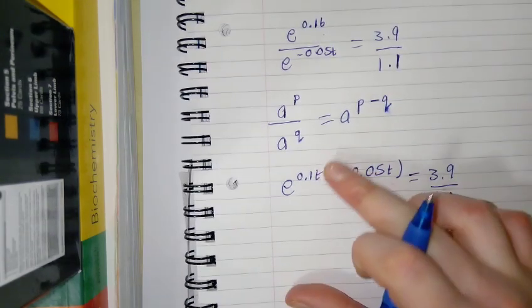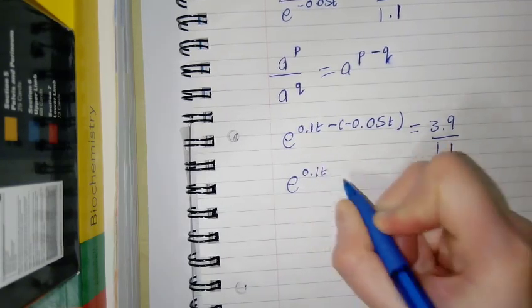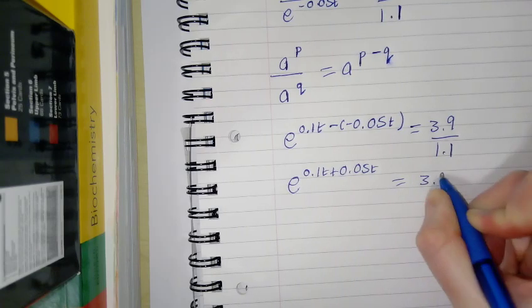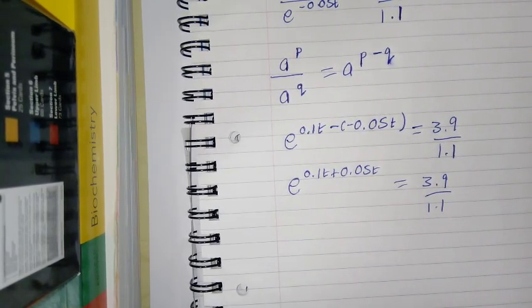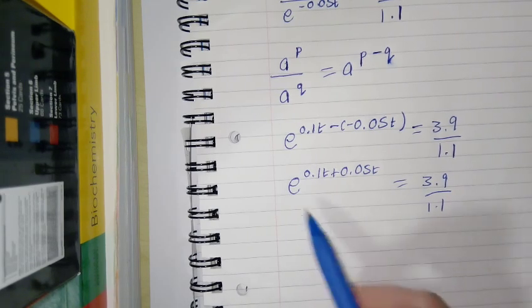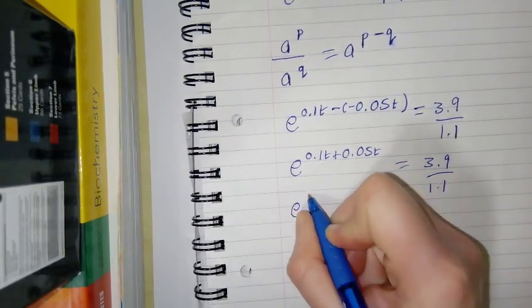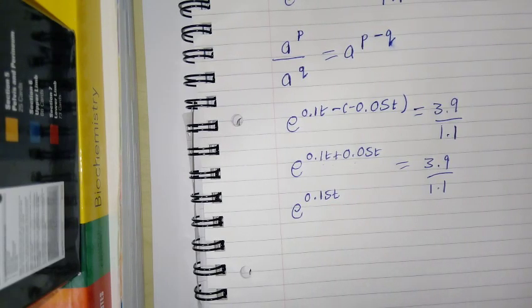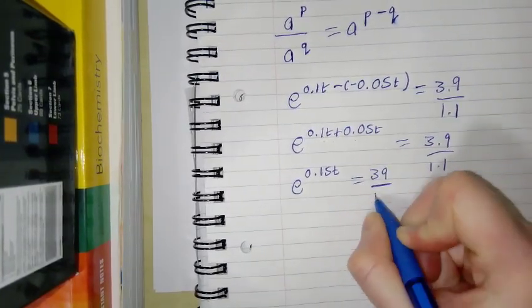That's going to be minus, that's going to be a plus, e^(0.1t + 0.05t), and that's equal to 3.9 over 1.1. So then we just add 0.1 and 0.05, so then we get e^(0.15t), and then we can write this part here as 39 over 11.